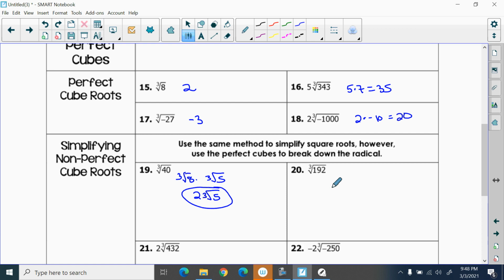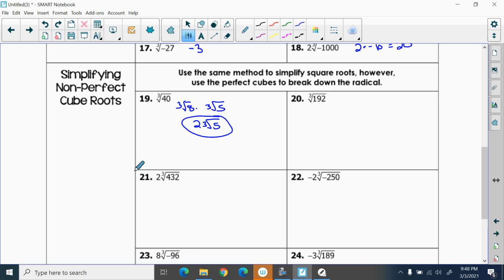So the cube root of 192. Now this is where it kind of gets funky because you don't know every cube root. You're not going to, right? So we're going to go ahead and do prime factorization for 192, okay? I'm going to divide it by 2.